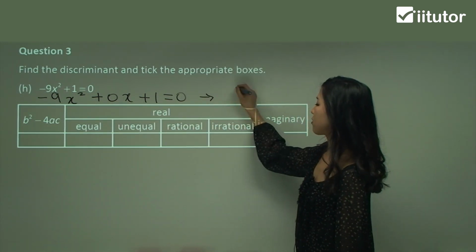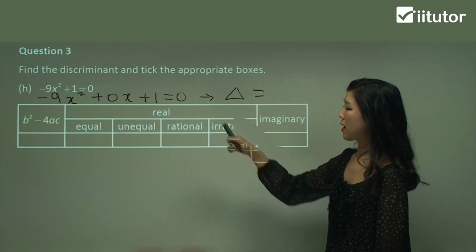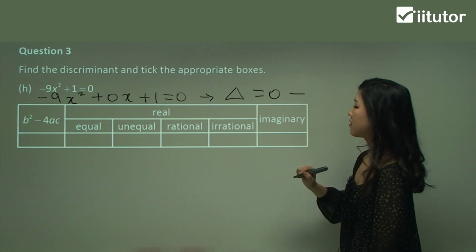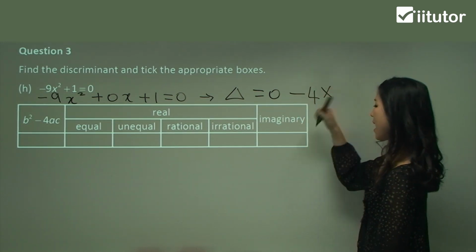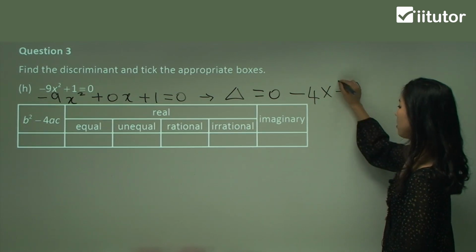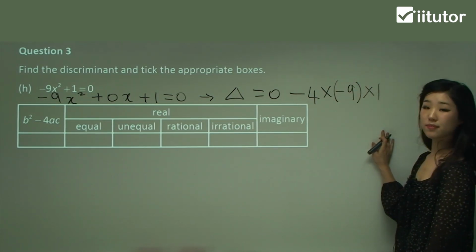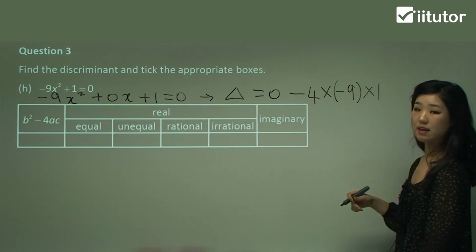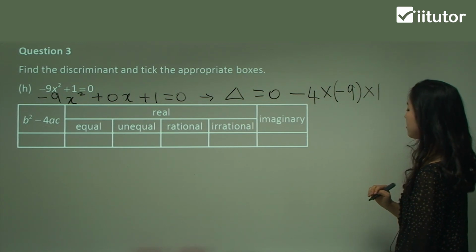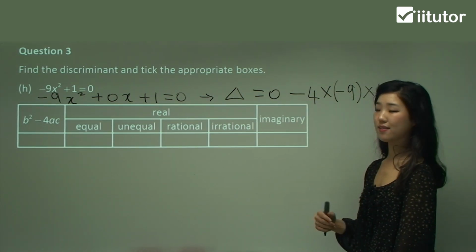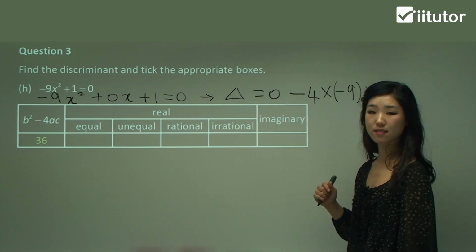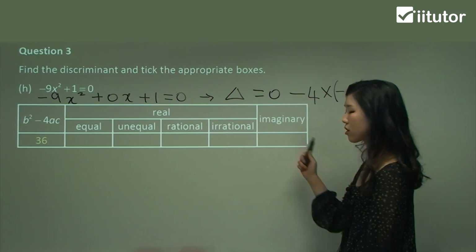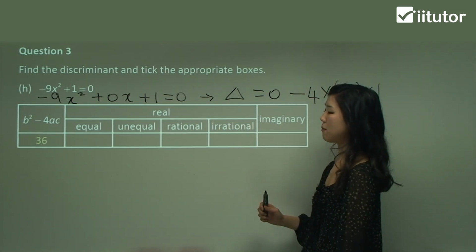So therefore our discriminant is going to be b squared, which is 0 squared. 0 squared is just 0, so I'll just write it like that, minus 4 times a, which is negative 9, and then c, which is 1. Okay, so negative 4 times negative 9 is positive 36, times 1 is still 36, plus 0 is still 36, so our discriminant is 36. It's a positive number, so it's not going to be imaginary, it's going to be a real number.